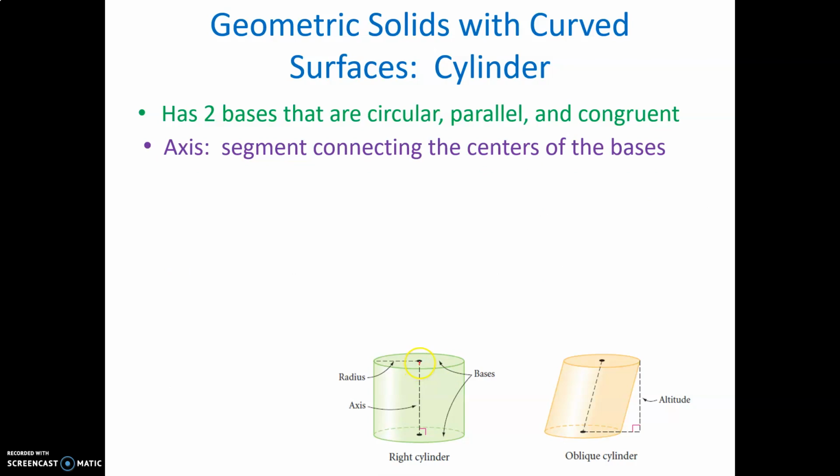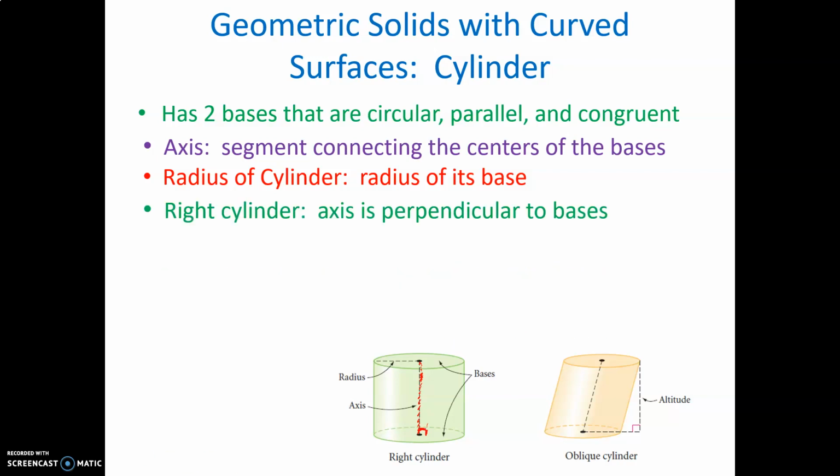There's this thing, we didn't talk about this before, an axis is a segment that connects the centers of the bases. So this is a right cylinder. That axis right there is perpendicular to the base. The radius of the cylinder is the same as the radius of its base. A right cylinder, the axis is perpendicular to the base. See in an oblique, this axis that I have here that connects the center here to the center there is not at a right angle. So that's another indication that that is not a right cylinder but an oblique cylinder.